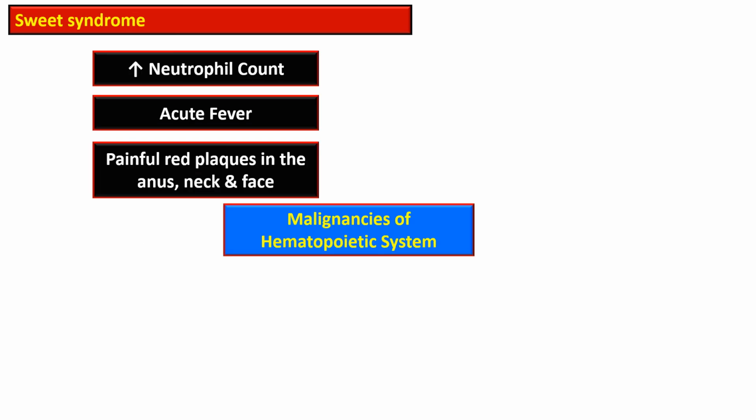Sweet syndrome is a combination of increased neutrophil count, acute fever, and painful red plaques on the arms, neck, and face. And this condition is more common in malignancies of the hematopoietic system. This Sweet syndrome is discussed in a separate video.